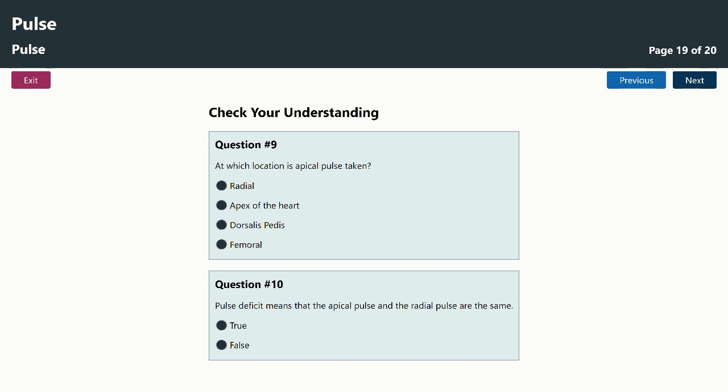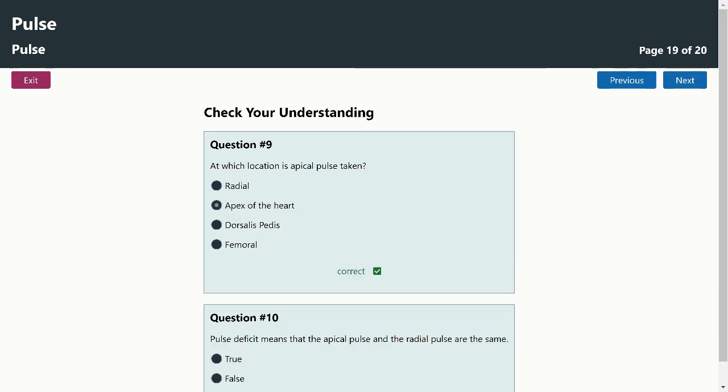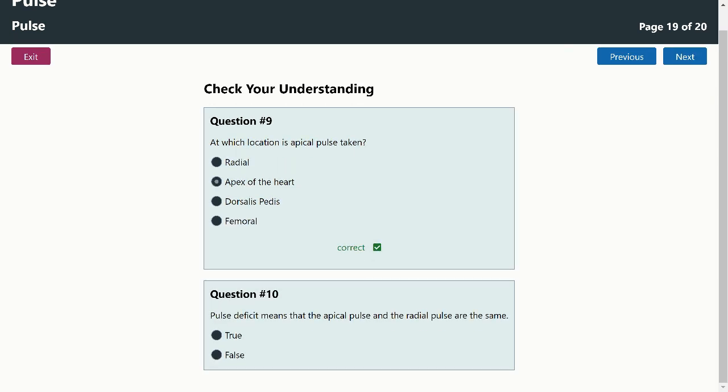At which location is apical pulse taken? Apex of the heart, right? And then pulse deficit means that the apical pulse and the radial pulse are the same. If it's a deficit, they won't be the same, right?